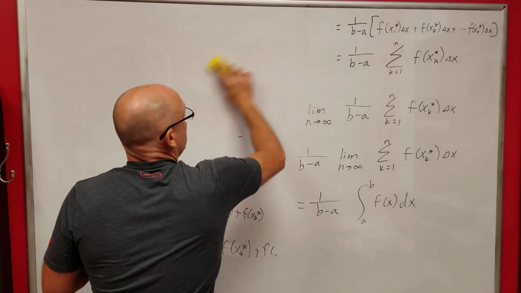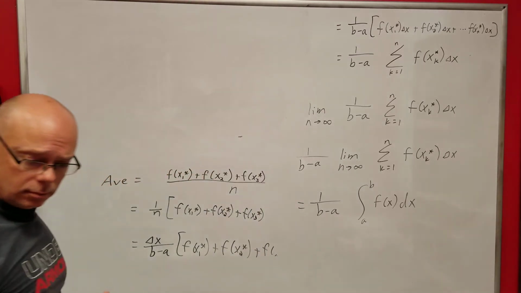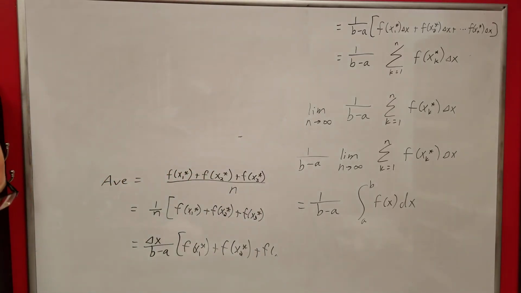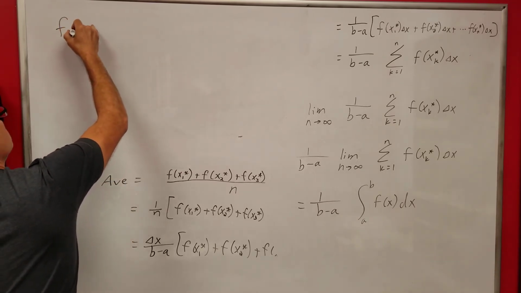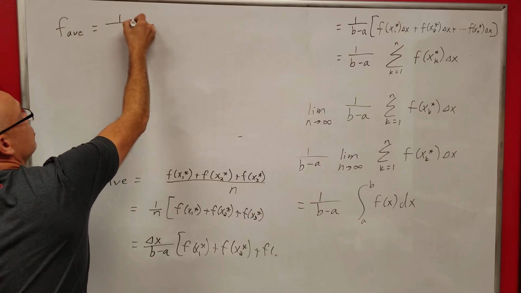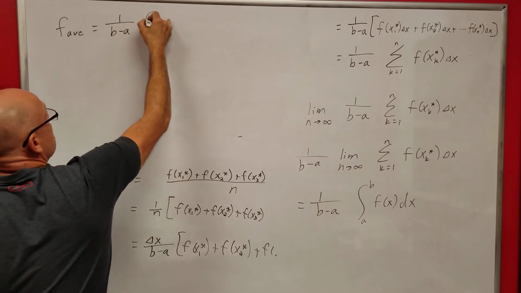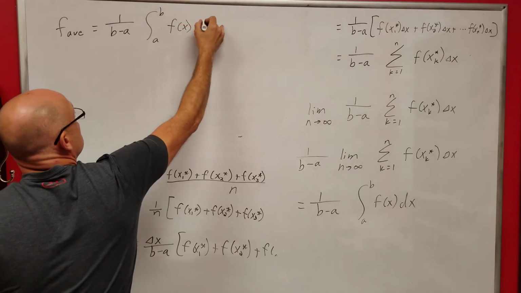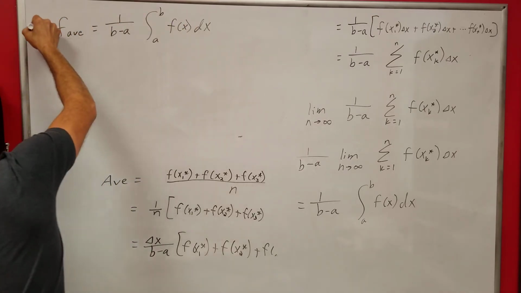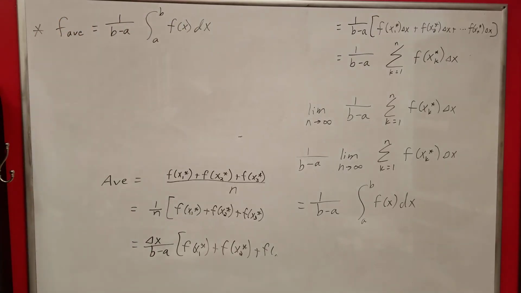So the average value of a function, your book says, if f is continuous on the closed interval from a to b, then the average value or mean value of f on [a, b] is defined to be f subscript ave equal to 1 over b minus a times the integral from a to b of f of x dx. Memorize that, or else you'll have to go through that each time.